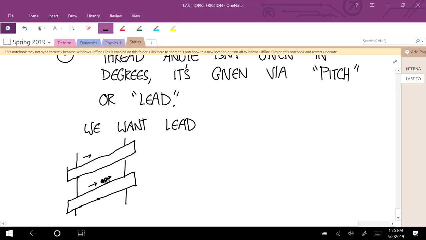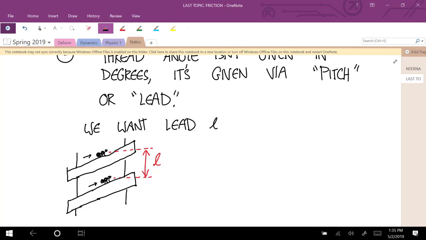So he'd come around the back, come up this way, and the lead is this. That's lowercase l lead. Okay.